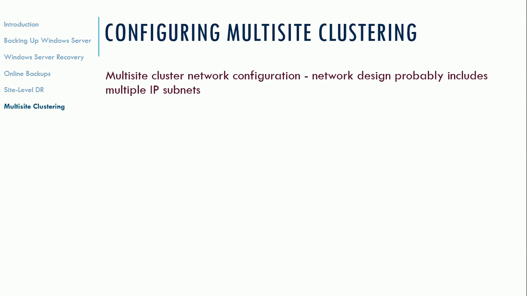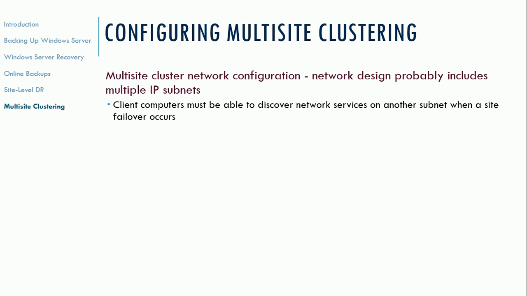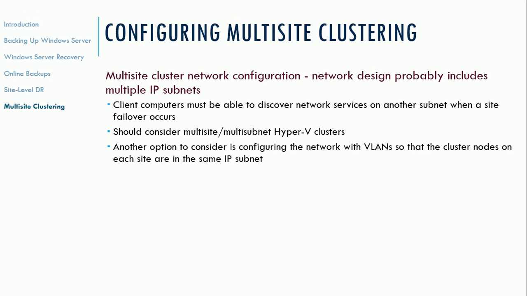To configure multi-site cluster network configuration, it's going to include multiple IP subnets most likely, because these two different sites are going to be in different networks. So client computers must be able to discover network services on another subnet when a site failover occurs. And that would help with automatic failover, right? So when the secondary site on a completely different subnet is now live, and all the services switch over to the other site, there should be some way to automatically tell the clients to start using services on that side. So you should consider multi-site, multi-subnet Hyper-V clusters to do that. Another option is to configure the network with VLAN so that the cluster nodes on each site are in the same IP subnet.